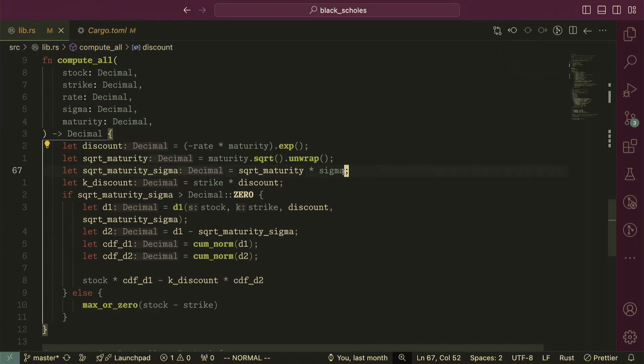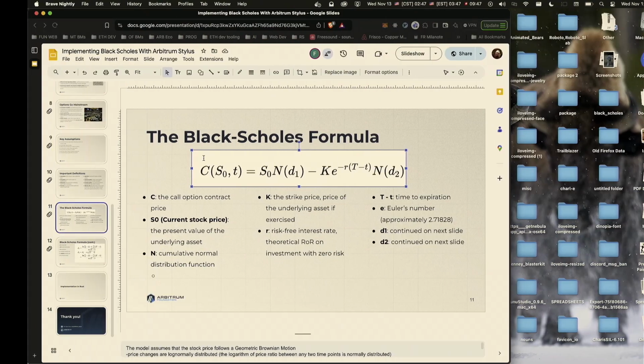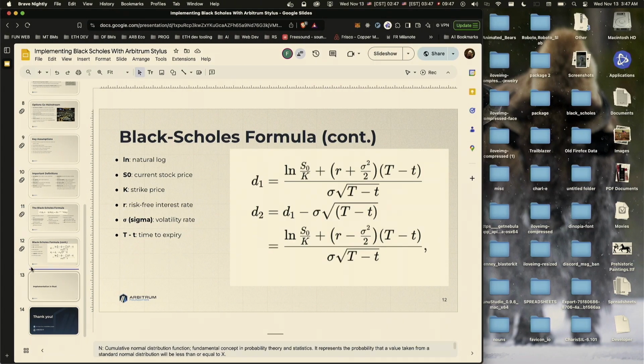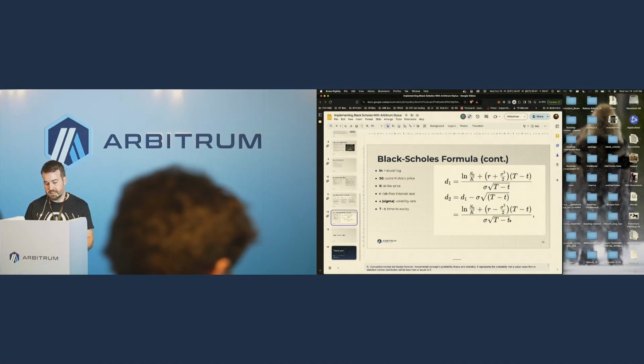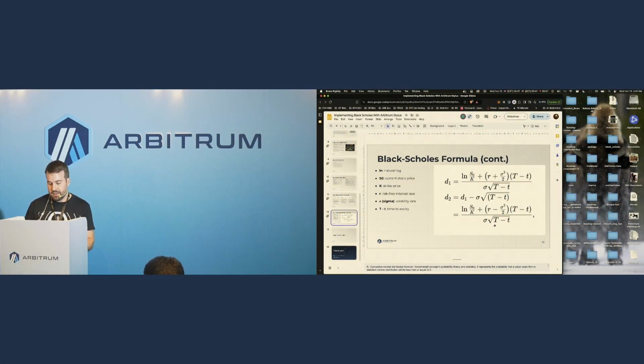And so it's very simple to port math over using this Rust library and using Stylus in general. The square root of the maturity is also where we're taking the square root, from here. Square root of t minus t is the square root of maturity. That comes up in this equation right here, so we're just pre-computing that.